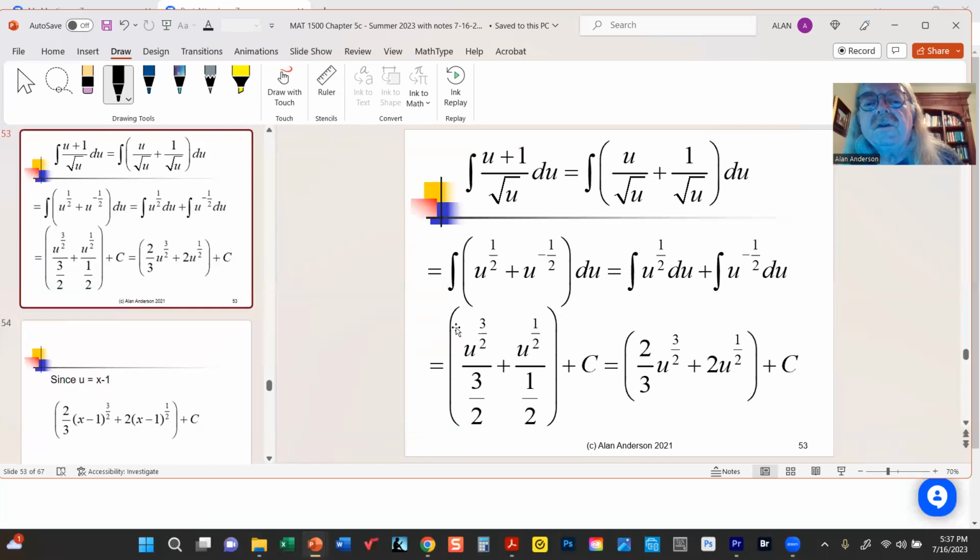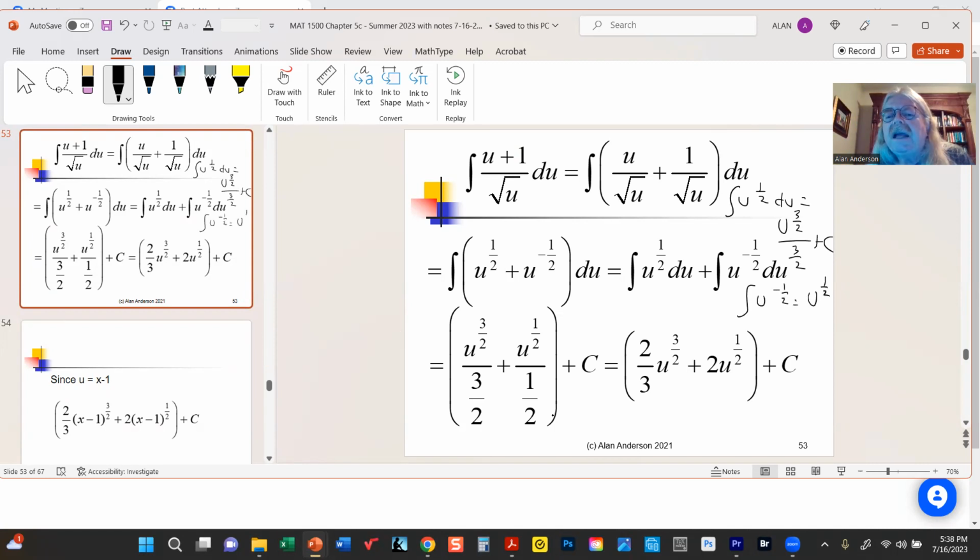So we'll have u to the 3/2 over 3/2 plus u to the 1/2 over 1/2, based on the power rule, because of course I'm adding 1 to the exponent and dividing by that same exponent. And with the negative 1/2, I'm adding 1 to the exponent, dividing by that same number.